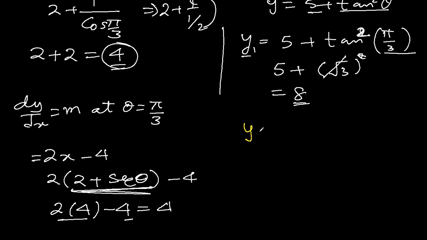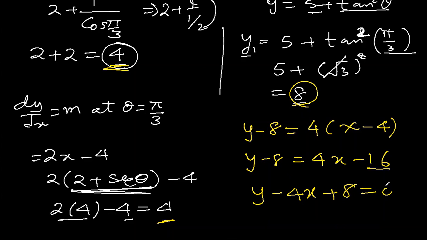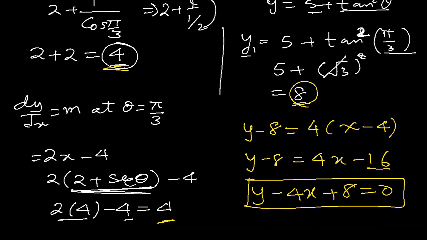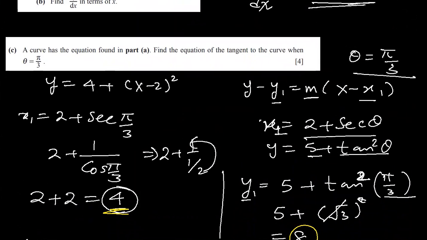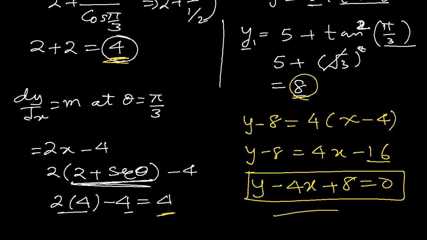Finally, the equation will be y minus y1. We got y1 as 8, equal to m, and m we got as 4, times x minus x1. x1 was 4. So y minus 8 equal to 4x minus 16. And we can bring everything to the left side. It becomes y minus 4x, and this becomes plus here. 16 minus 8 will be 8. This is the equation of the tangent. They have not specified any format for this. We have done it. Okay, this is the equation.